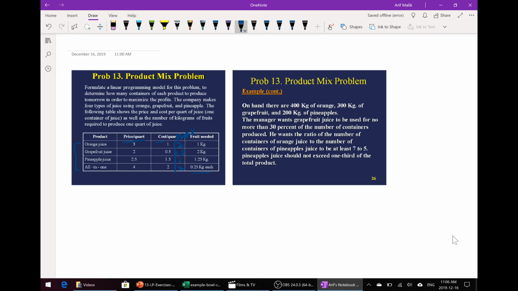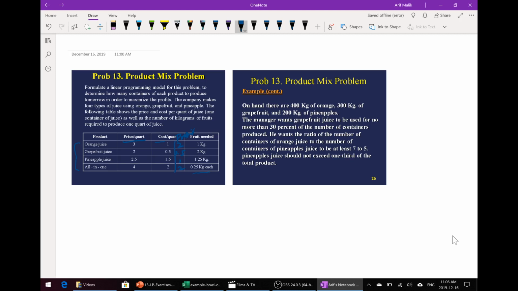The manager wants grapefruit juice to be used for no more than 30% of the total number of containers produced. He wants the ratio of the number of containers of orange juice to the number of containers of pineapple juice to be at least 7 to 5. Pineapple juice should not exceed 1/3 of the total product.